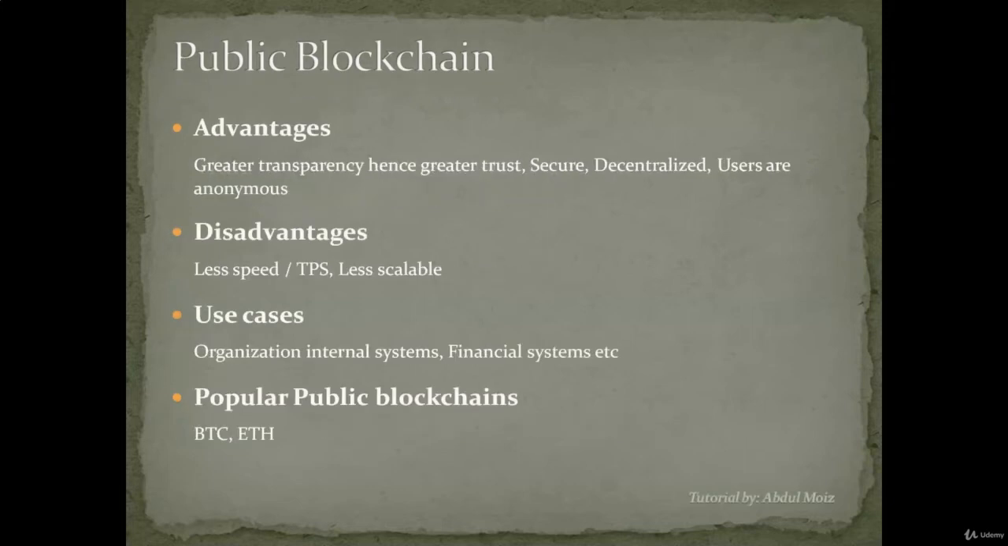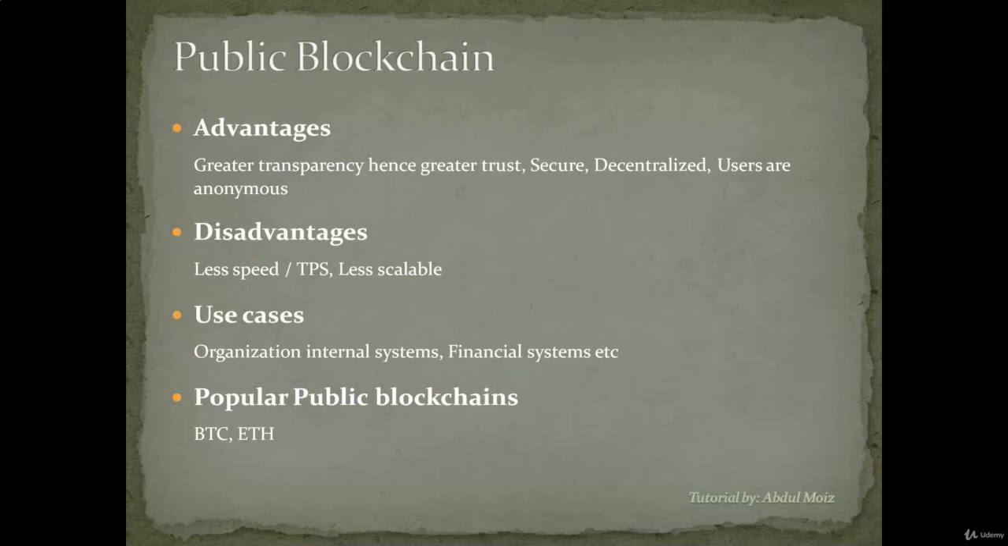So what are the advantages of public blockchains? They provide greater transparency and hence greater trust. Of course, if no transaction is controlled by an authority and each one of them is visible transparently to all the users, they will increase the trust level. They are secured, they are decentralized. Of course, there are no single centralized authorities, so they are decentralized, and users are normally anonymous on these blockchains.